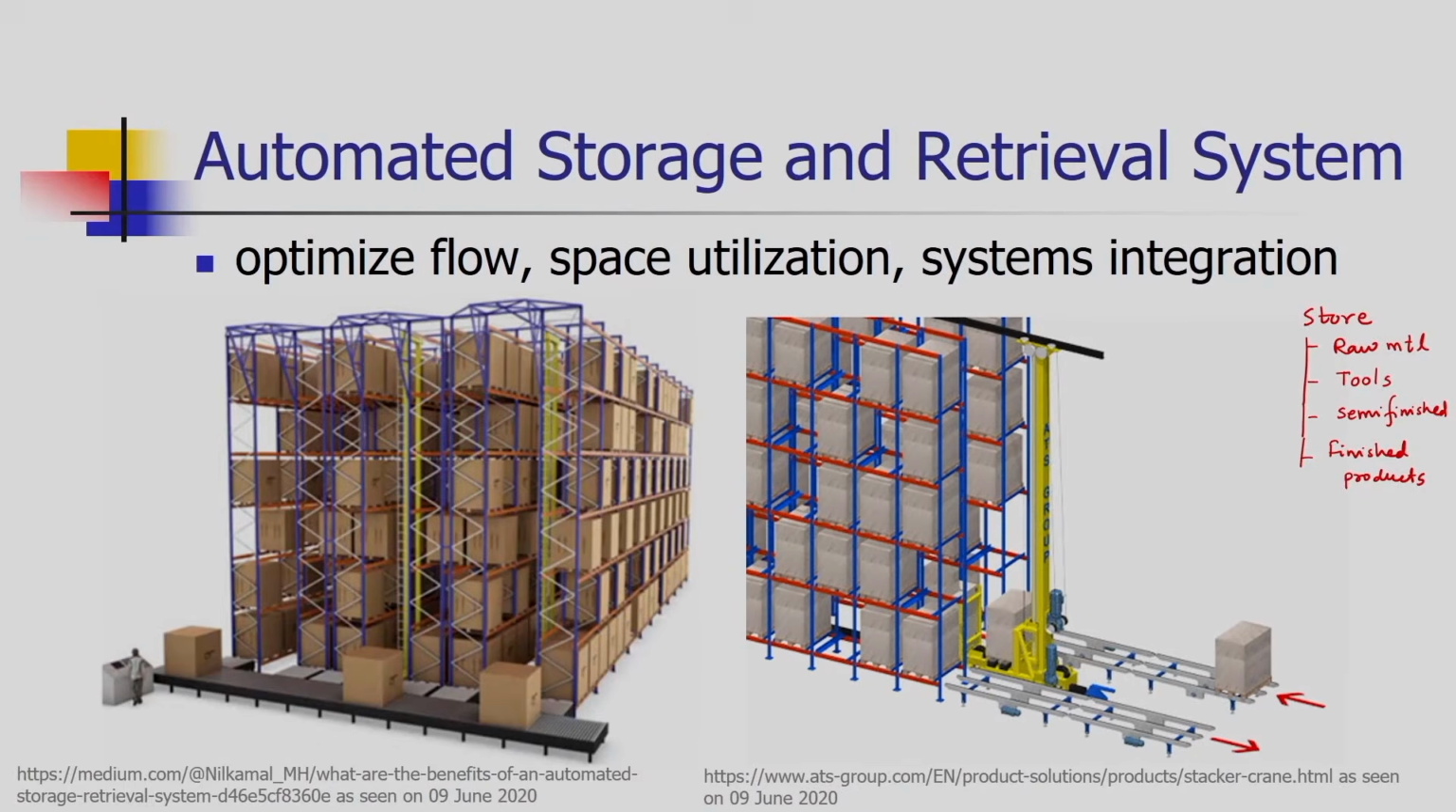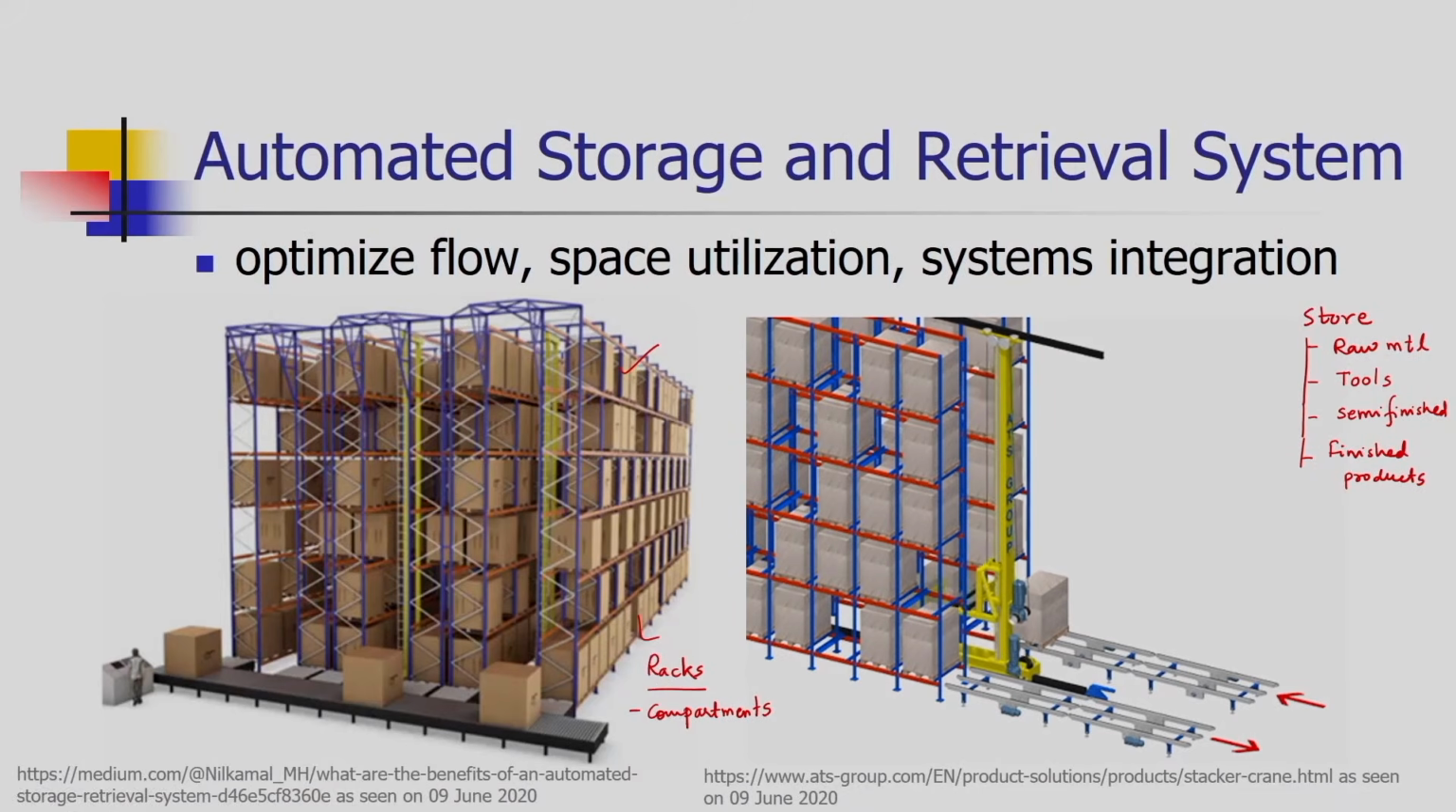So, a typical automated storage and retrieval system is shown on your screen. Here you can see these are all the racks. The racks have many compartments. The compartments are coded, numbers are given to the compartments. Then there is a stacker crane. For this row, here you can see this is stacker crane number 1, this is stacker crane number 2.